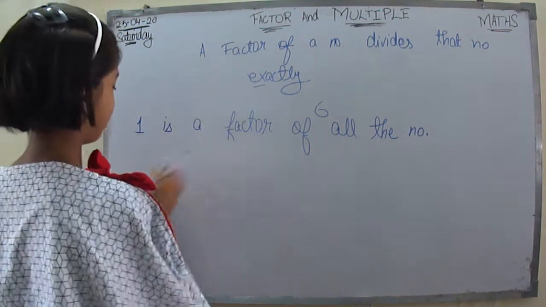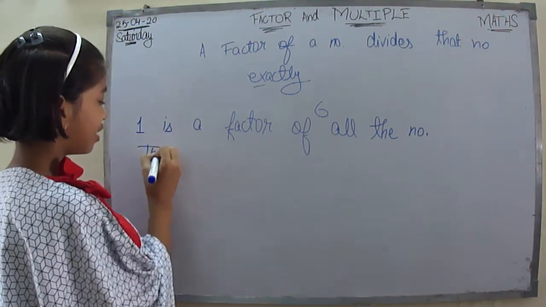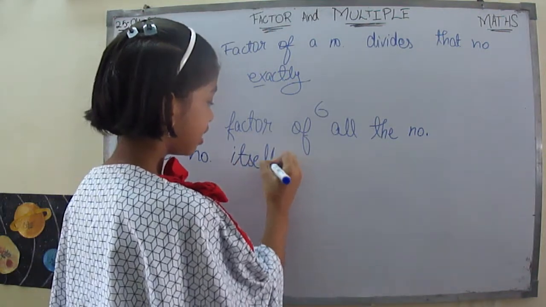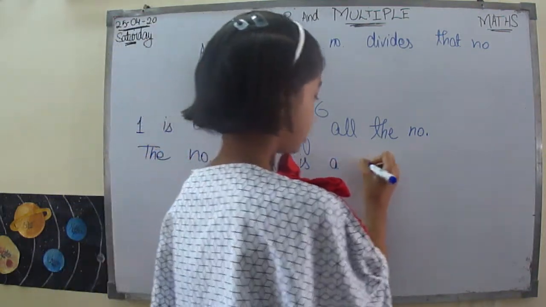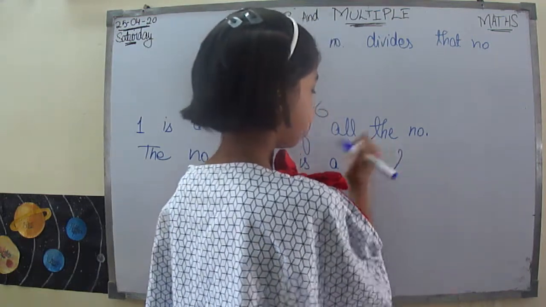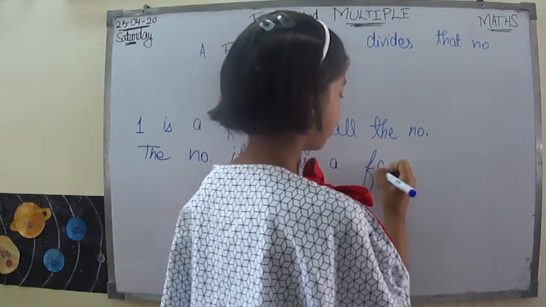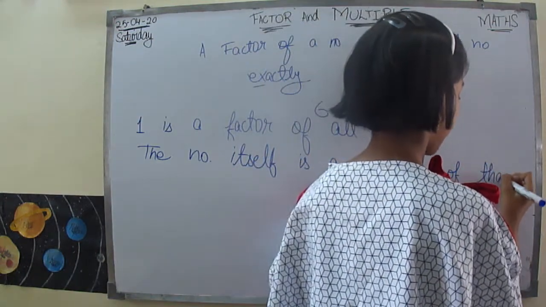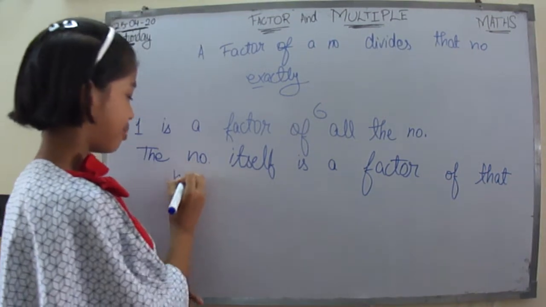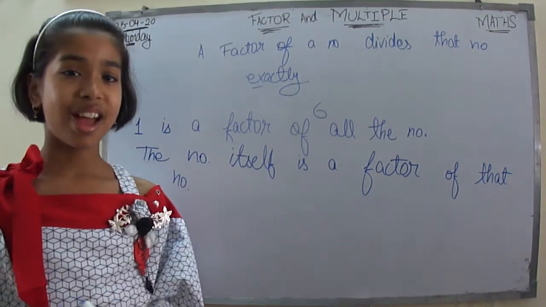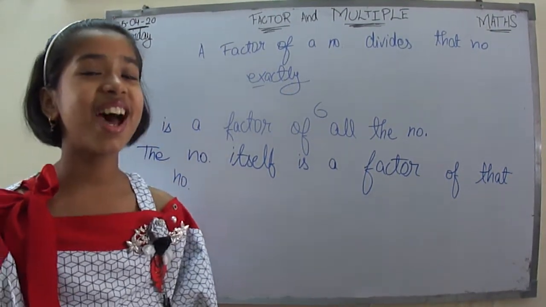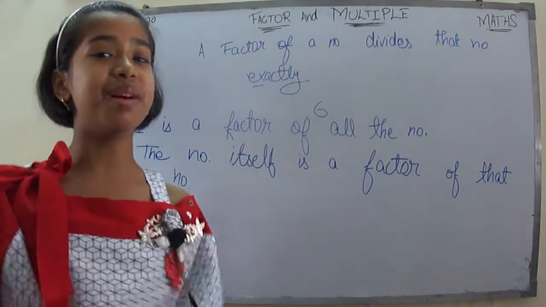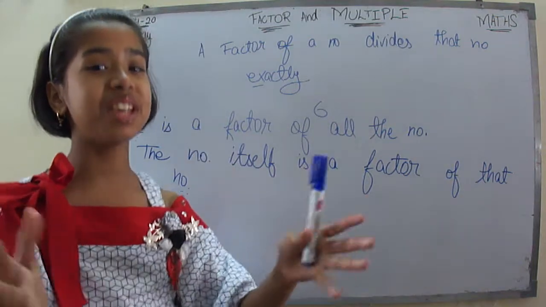Let me write it down for you. The number itself is a factor of that particular number. So now we can say that there must be two factors of all the numbers. They will always be there.